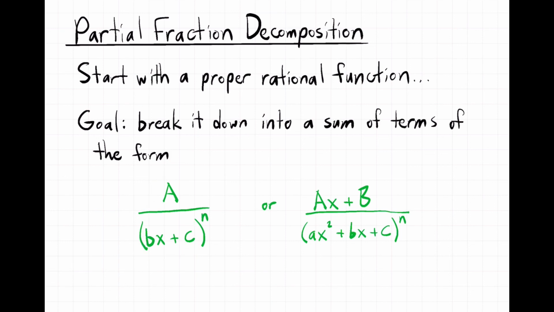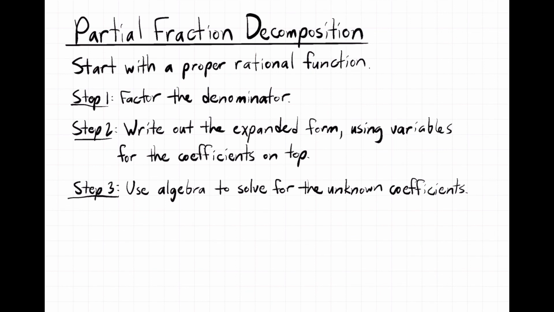And how specifically do we do that? Well, we start with our proper rational function. We factored the denominator. Then we wrote out the expanded form. So we took each factor in the denominator. In our case, each factor was linear and they were unique. We only had one copy of each of those factors. In the expanded form, we just had a variable over the first factor plus a variable over the second factor. And if you had more factors, you would just have more variables over the additional factors. And we'll just use algebra to solve for those unknown coefficients, those variables that are on the top.